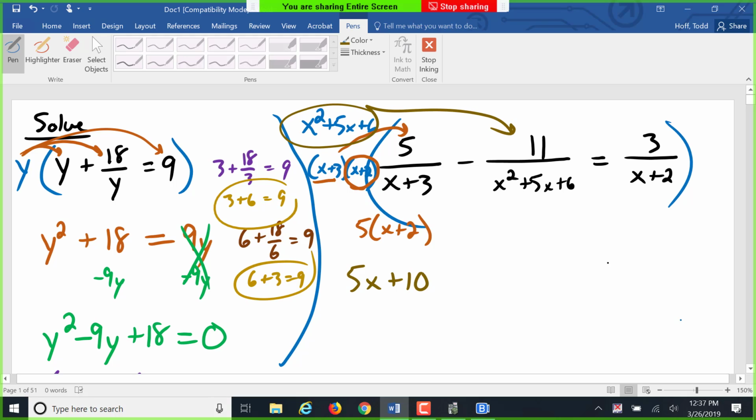Now for the next term, we multiply 11 over x squared plus 5x plus 6. Well, that whole thing cancels out. The x squared plus 5x plus 6 and x squared plus 5x plus 6. But what is left, we have to be careful, is a negative 11.